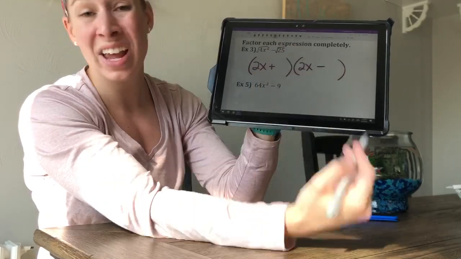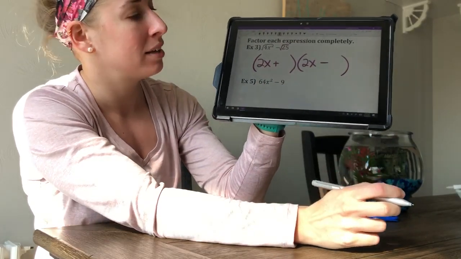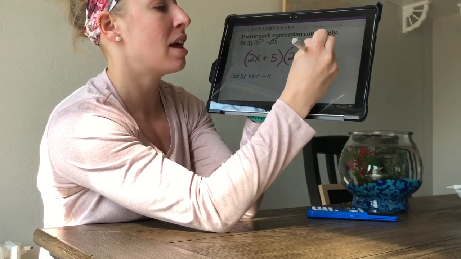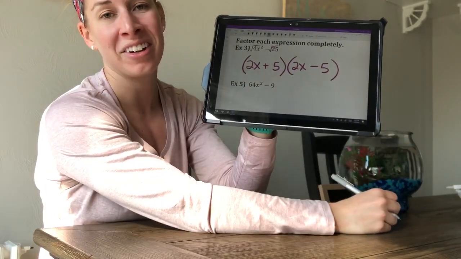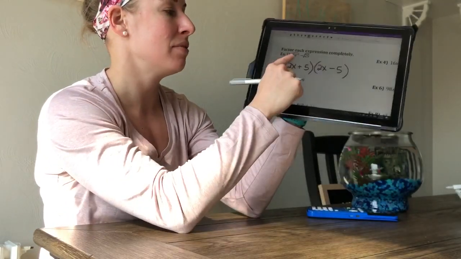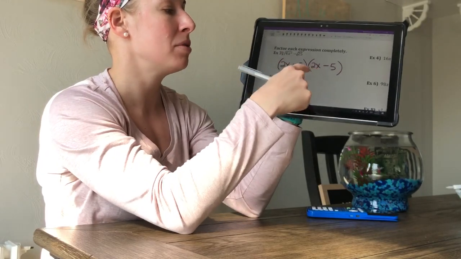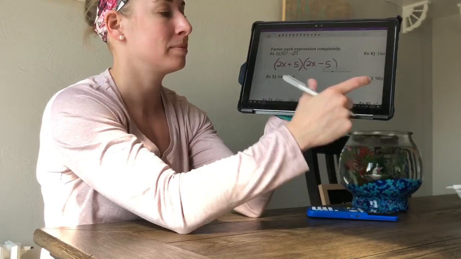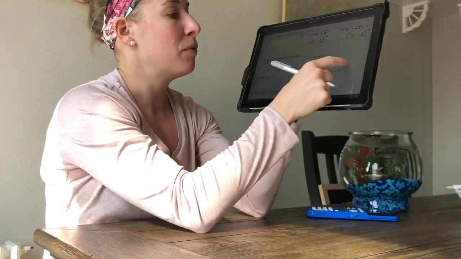And then the square root of the last term, just the number. You're not taking the square root of negative 25. Remember, that's imaginary. So the square root of 25 is 5. So that goes in the last spot of both of your bubbles, and you're done. The difference of 2 squares, 2 bubbles, 1 plus, 1 minus. Square root of the first term, square root of the last term. Done.